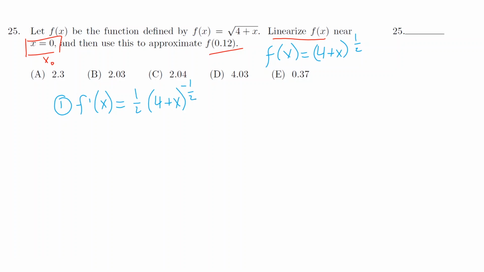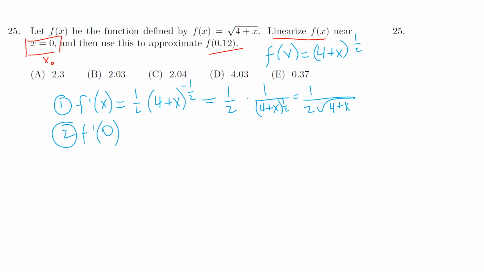What I would do immediately is rewrite this. So 1 over 2 times 1 over (4 plus x) to the power of 1/2. So this is 1 over 2 square root of 4 plus x. That's what I would do right away. Now, the second step, remember, is f prime of x0. In this case, x0 is equal to 0, right? Literally 0, right here. So f prime of 0. I'm just plugging 0 in for x.